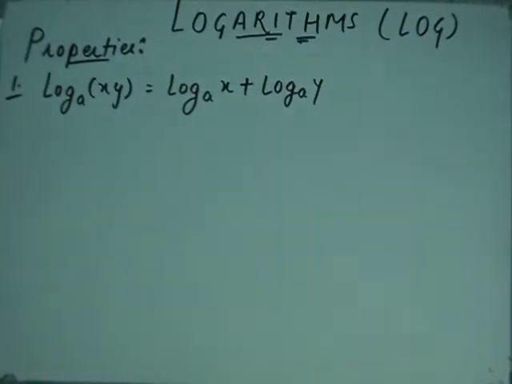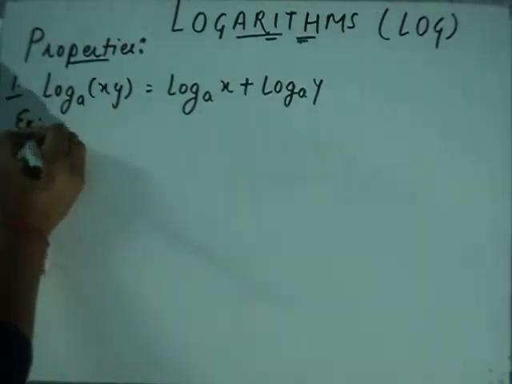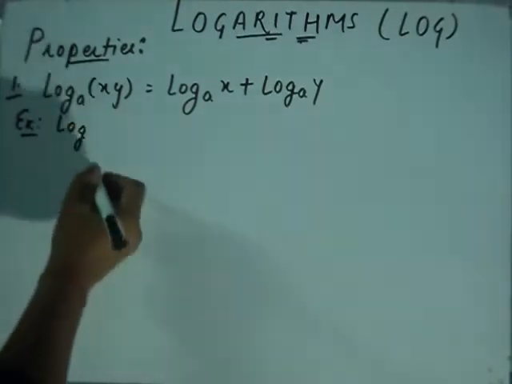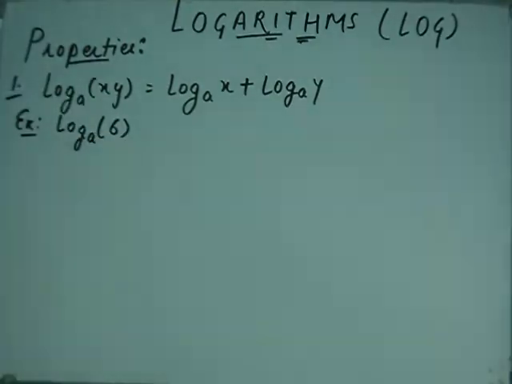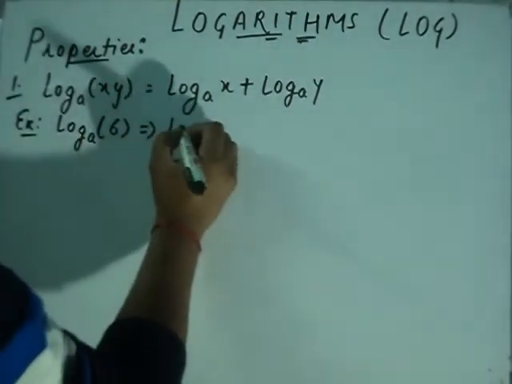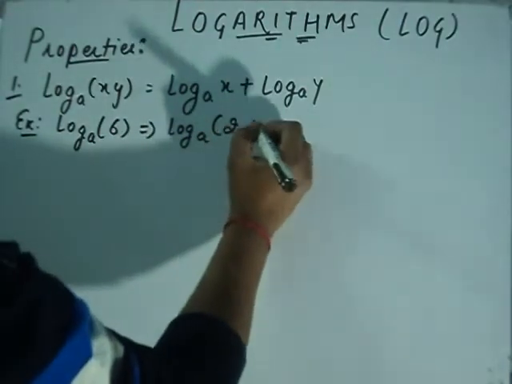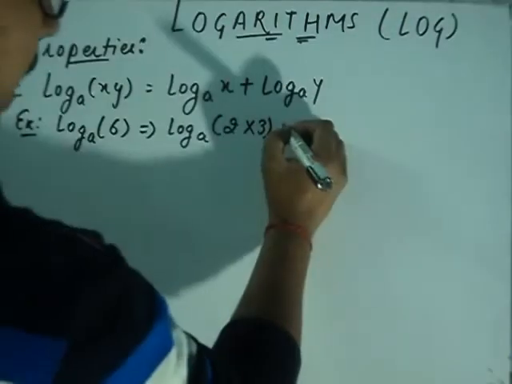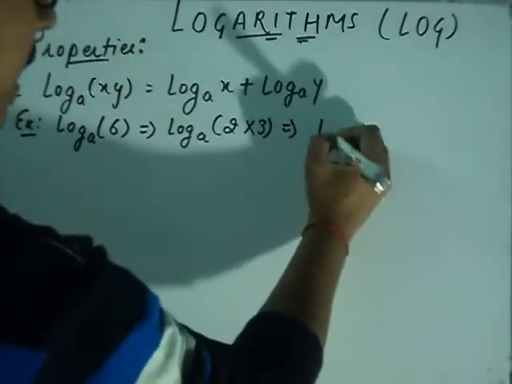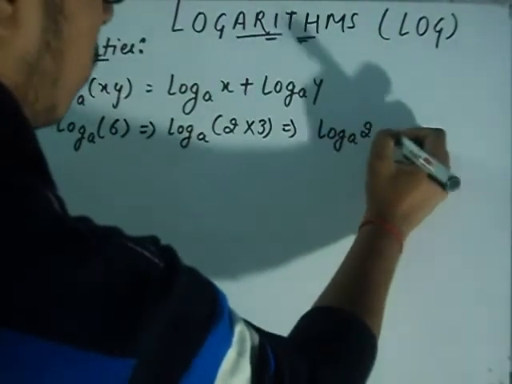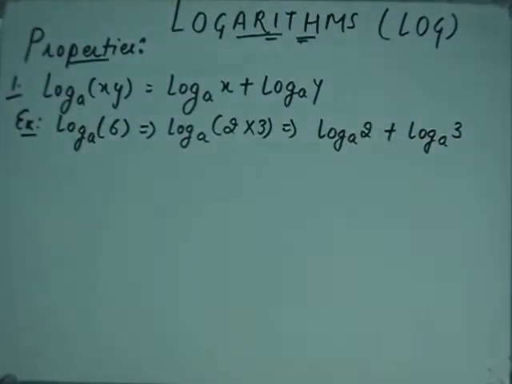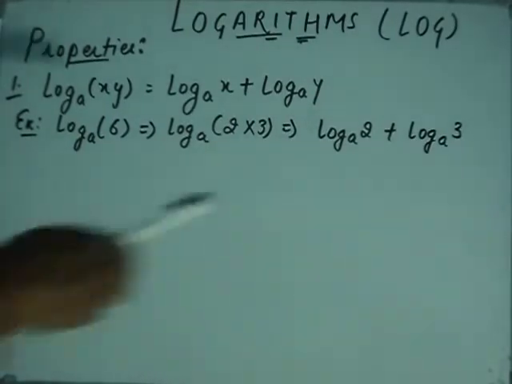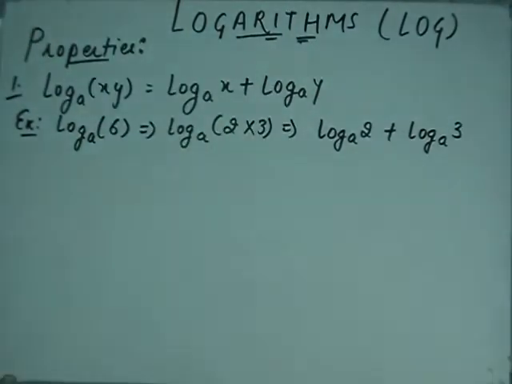Suppose I am having, for example, log base a and here it is 6. I can split it into log a of 2 multiplied by 3, and according to this formula we will get log a 2 plus log a 3. This rule is valid only when the bases are the same.